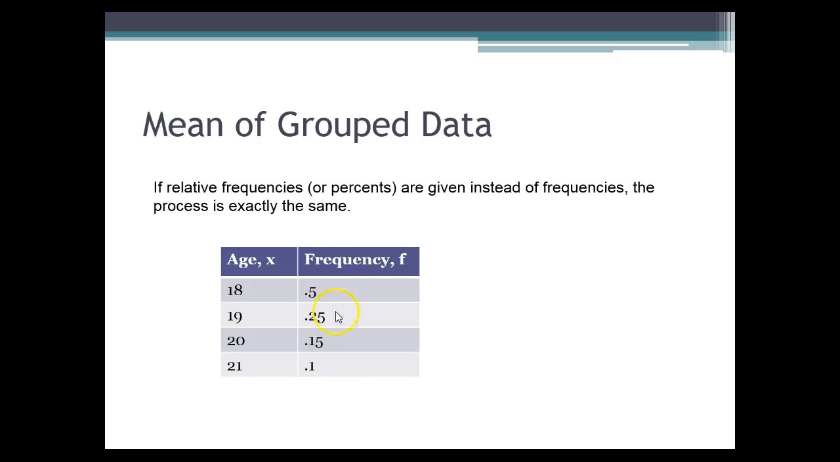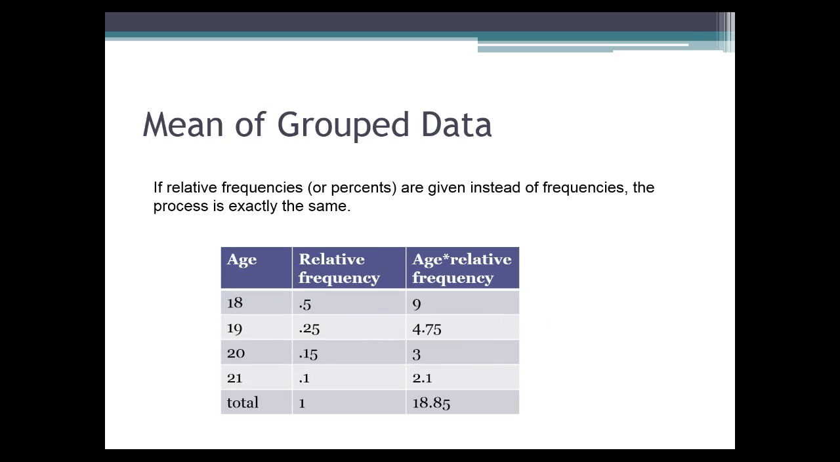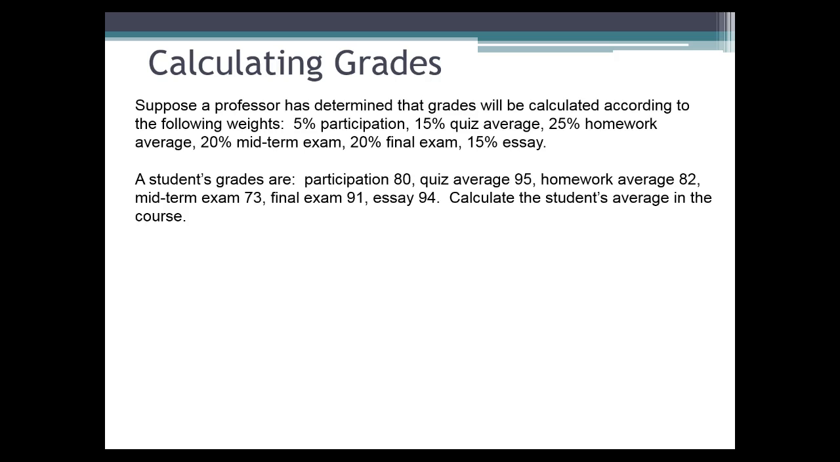So with a similar example, if what you're given is not frequencies, but relative frequencies, and this should say relative frequencies, you do the problem exactly the same. The only difference is that the relative frequencies would sum up to 1 every time. So when you do your X times F, here you get a total of 18.85. The sum of the relative frequencies is still 1. So you still get the same mean of 18.85.